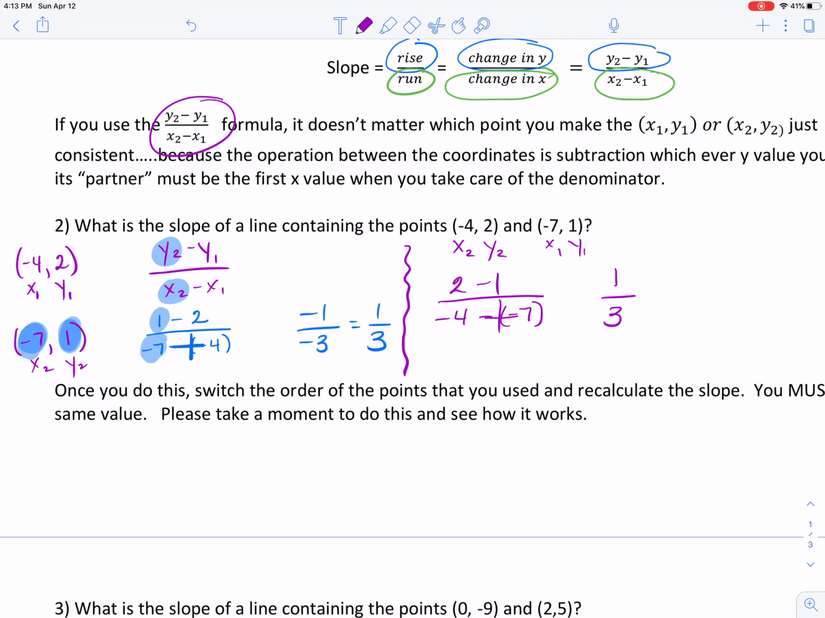because the negative over a negative is the same as the positive over the positive, okay? And we started on top and bottom both with the coordinates of -4, 2. The x on the bottom, the y on the top, because it's the change in y over the change in x. Try the next one and then open up the next video.